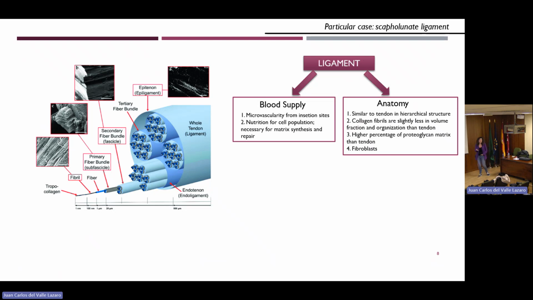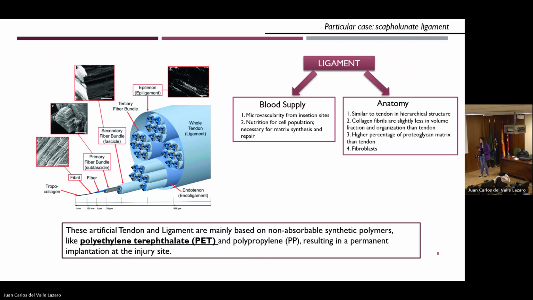The cells that are actually part of this tissue are mostly fibroblasts. Something we have to keep in mind when we are trying to create a new construct is the blood supply. All our tissues are vascularized, and that's why we usually create constructs that are porous, because we need the blood vessels to go through, and then cells can grow and they can have nutrients.